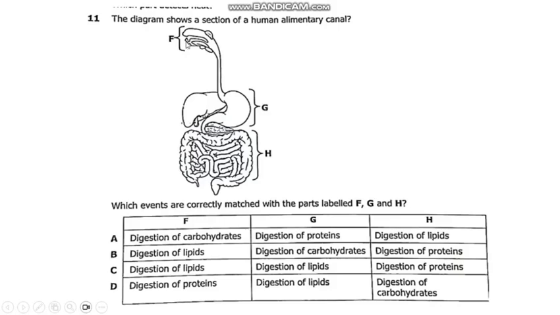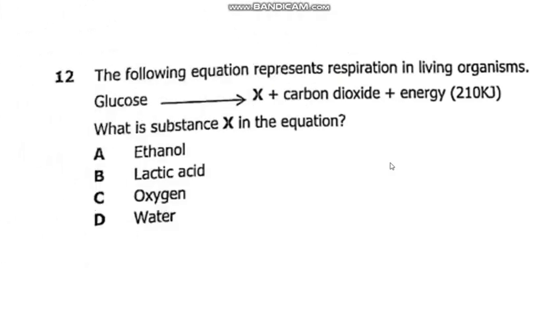When you look at F, this is the mouth. Okay, this is the mouth, and in the mouth, that's where we have digestion of carbohydrates. Then when you look at G, this is the stomach, and in the stomach, that is where we have digestion of proteins. When you look at H, right here, we have the digestion of what? Lipids taking place. So the correct answer here is C, A. So F, which is the mouth, of digestion of carbohydrates. In G, digestion of proteins. In H, we have digestion of lipids. So we go to question 12.